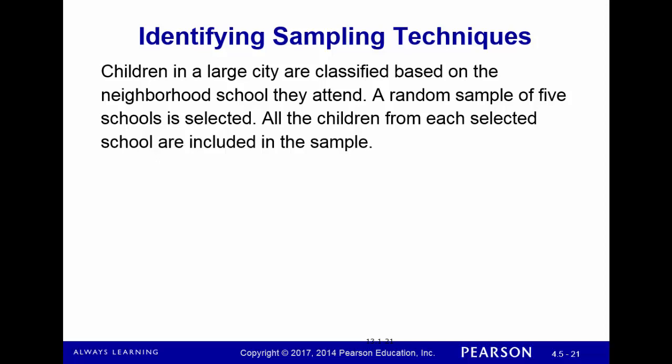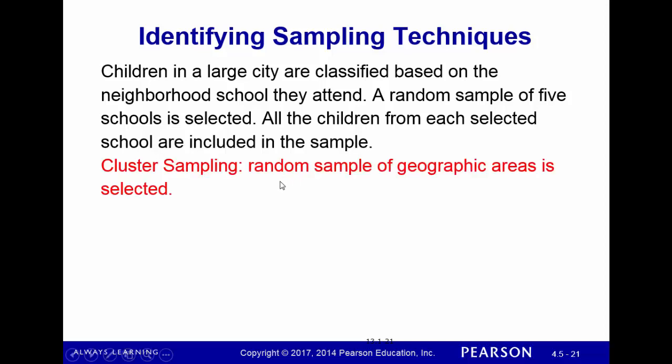Children in a large city are classified based on the neighborhood school they attend. A random sample of 5 schools is selected. All the children from each of those selected schools are included. This would be cluster sampling. And again, this is geographic. That's your clue. Also, the schools are representative of all the schools, and we take a random sample of the schools.